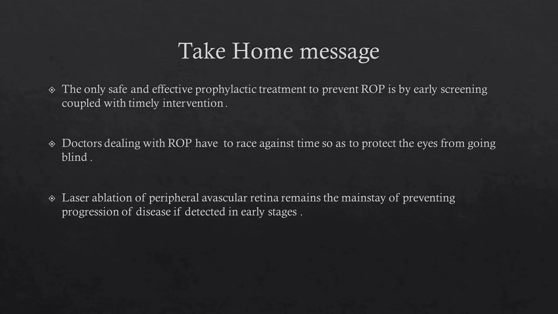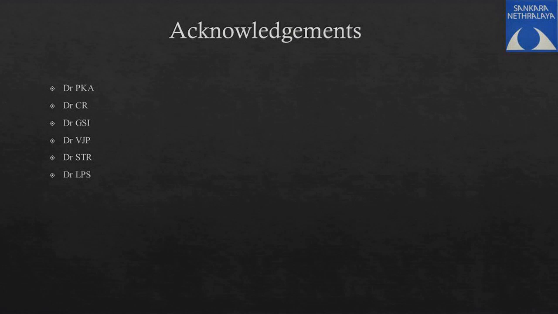So the take-home message is: the only safe and effective prophylactic treatment to prevent ROP is by early screening coupled with timely intervention. Doctors dealing with ROP have to race against time so as to protect the eyes from going blind. Laser ablation of the peripheral avascular retina remains the mainstay of preventing progression of disease if detected in early stages.